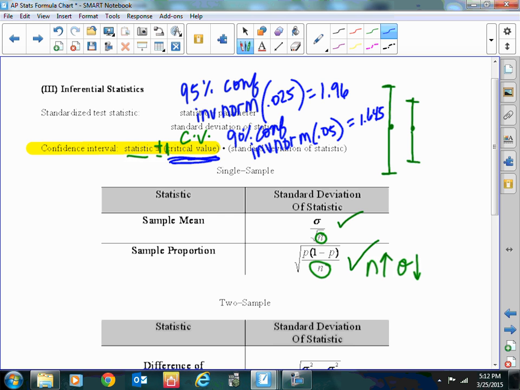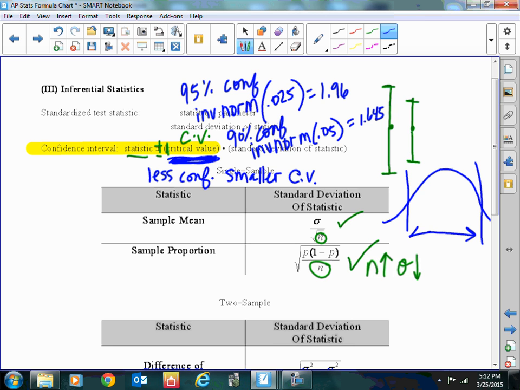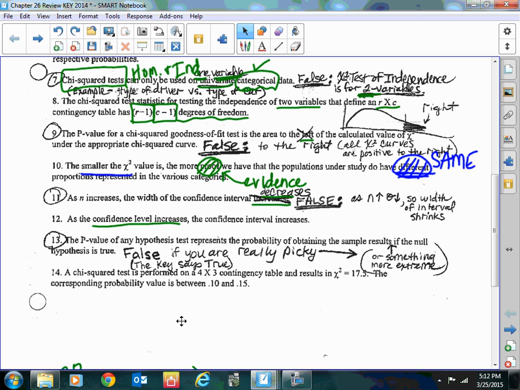So as you get less confident, you have a smaller critical value. Therefore the margin of error goes down. Also, think about it this way. On a curve, 95% confidence is wider than 90% confidence. Larger confidence is a bigger interval. All right, so what does that make 12? As the confidence level increases, the interval increases. So that is a true statement.